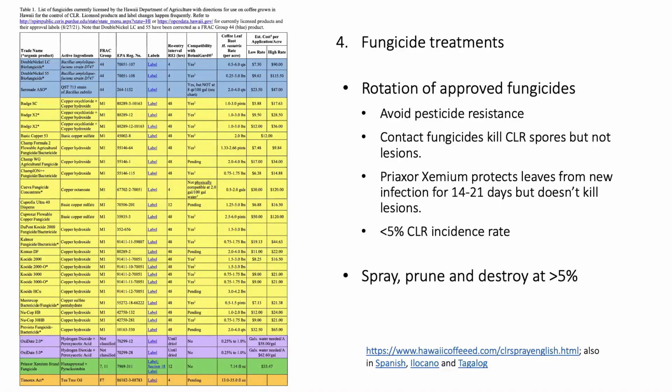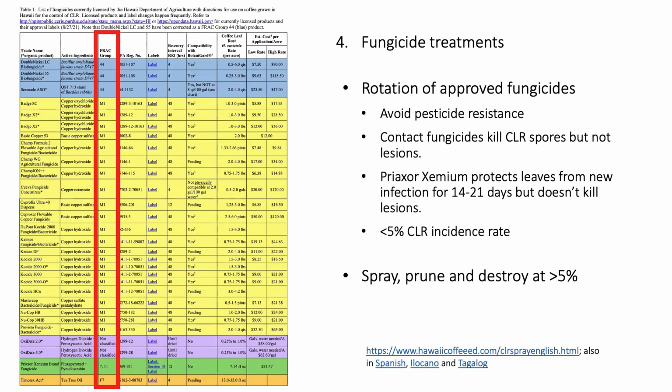Fungicides are an important tool for growers, and rotating approved fungicides in different FRAC groups is highly recommended to prevent pesticide resistance. Currently approved contact fungicides will kill spores on the outside of the leaf, but they do not kill CLR lesions in or on the leaves. Under an EPA Section 18 emergency exemption, coffee growers can use Preaxorzemium, a translaminar fungicide that with good coverage and proper rates can provide up to 21 days of leaf protection from germinating spores and new infection.